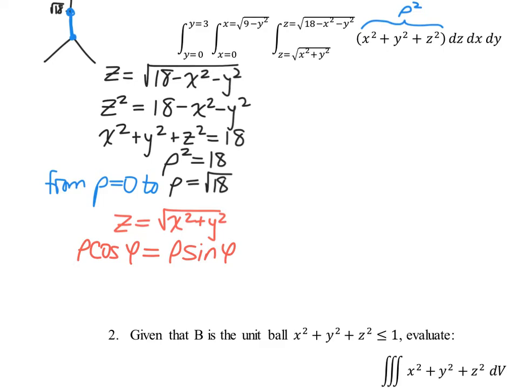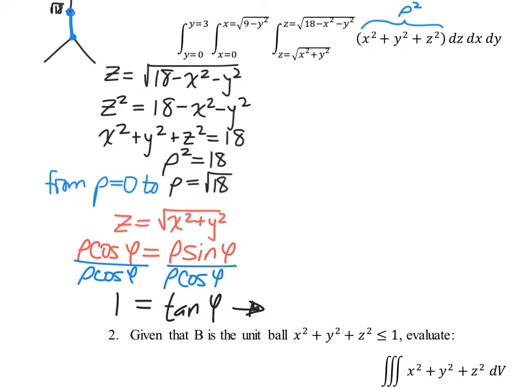is equal to rho times the sine of phi. Now I can divide both sides by rho cosine phi. On the left-hand side, I get a 1. On the right-hand side, what do I get? Tangent of phi. So phi would have to be equal to what? Unit circle. Pi over 4, good.